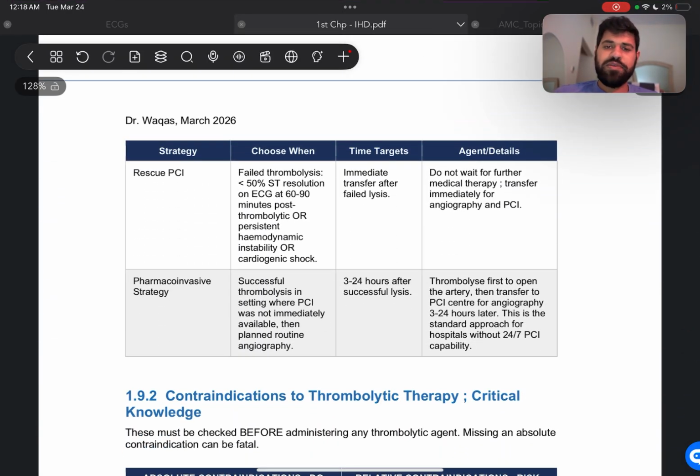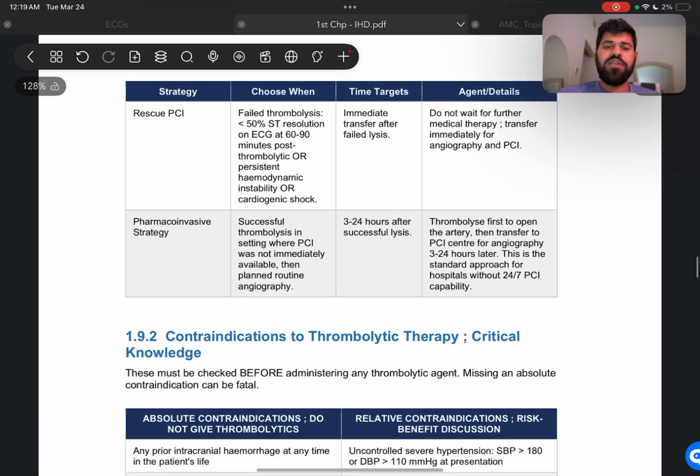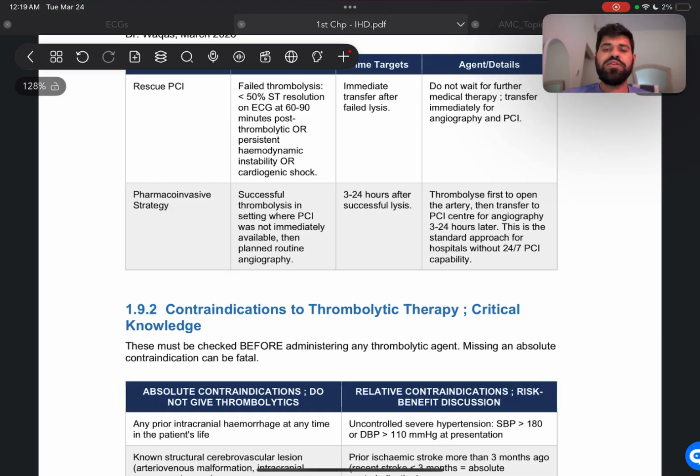Then we have rescue PCI. We do rescue PCI if there's a failed thrombolysis. All right, and we do not wait for further medical therapy and transfer immediately for angiography and PCI. All right, and this is also done if there's persistent hemodynamic instability in the patient. Then invasive strategy: if there's successful thrombolysis in a setting where PCI was not immediately available, then we plan routine angiography, 3 to 24 hours after successful lysis. So thrombolyze first to open the artery, then transfer to PCI center for angiography. All right.